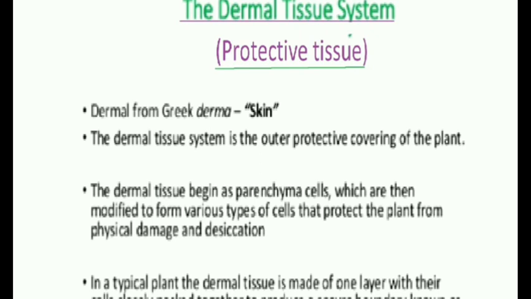The dermal tissue begins as parenchyma cells, which are then modified to form various types of cells that protect the plant from physical damage and desiccation, that means drying up. In a typical plant, the dermal tissue is made of one layer with their cells closely packed together to produce a secure boundary known as epidermis.